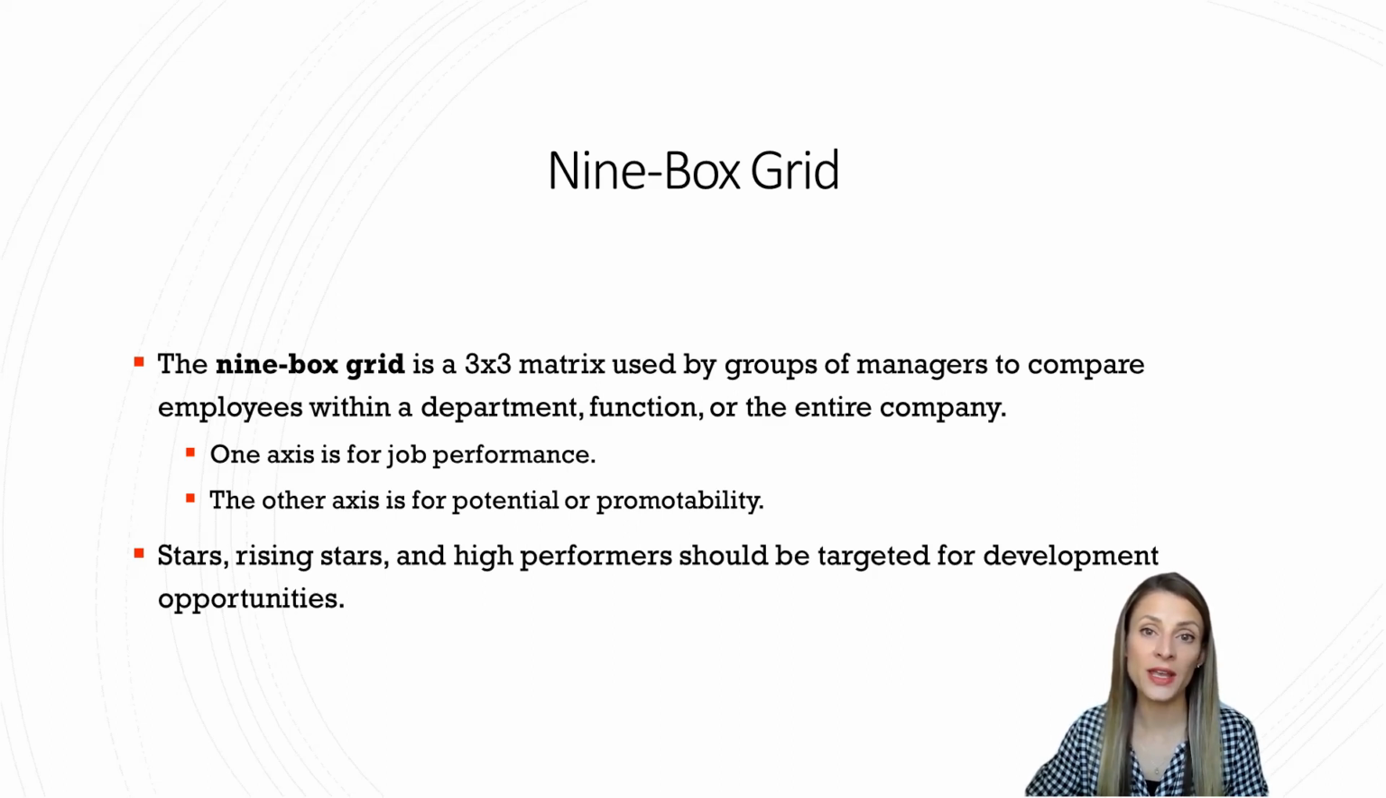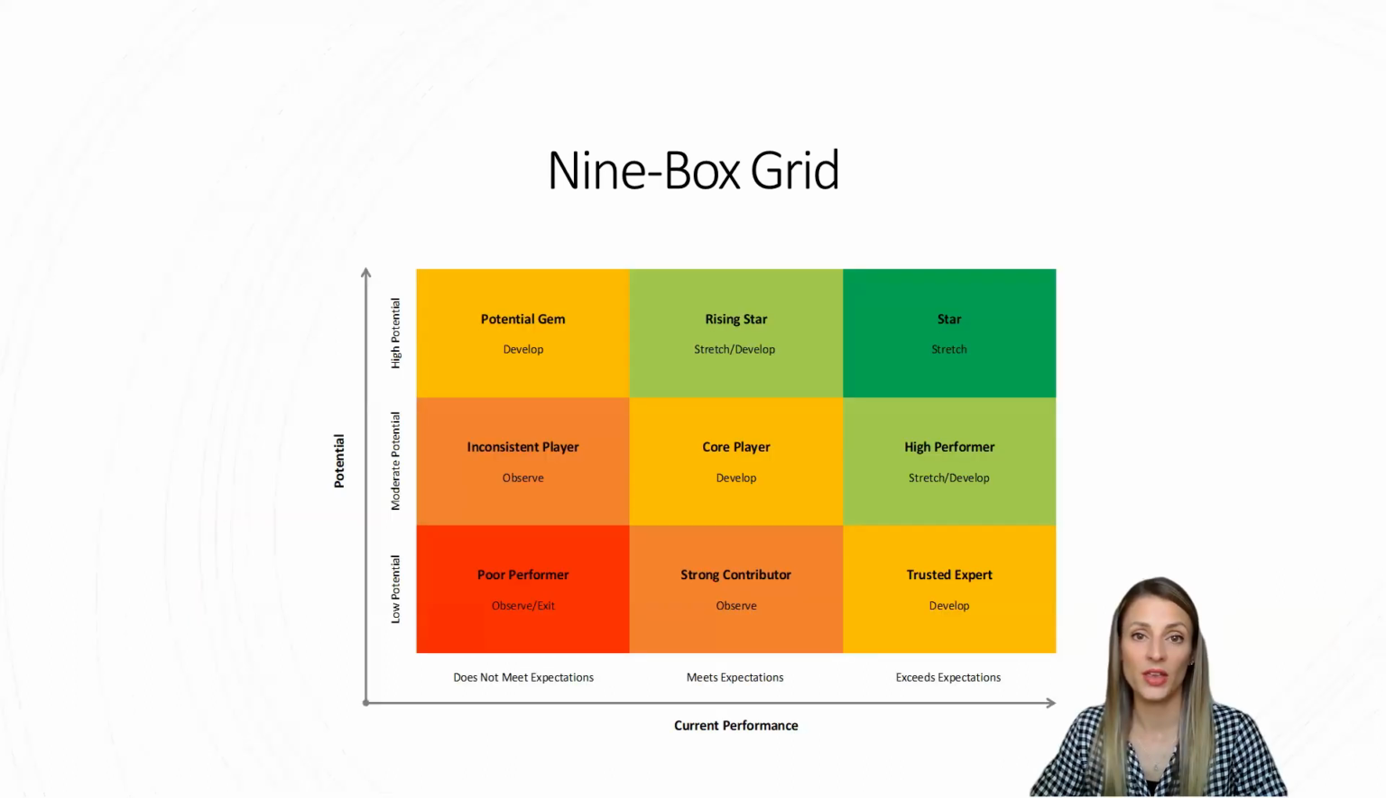There are 3 main categories or boxes of employees that should be targeted for leadership positions and the development opportunities that go along with those positions: stars, rising stars, and high performers. I'll explain in more detail on the next slide. Here is what a 9-box grid looks like. You can also find this example on the Canvas page.